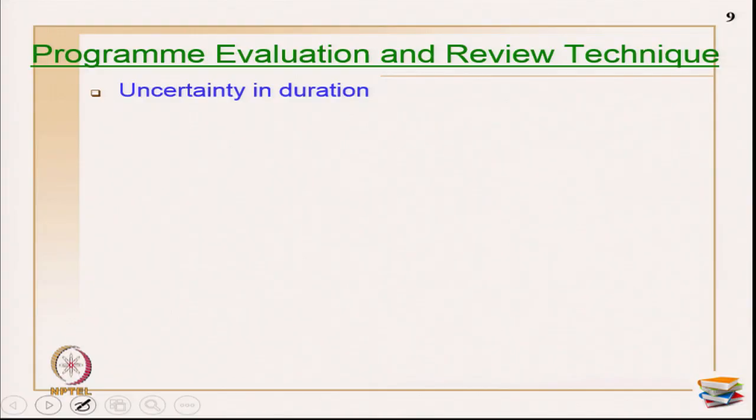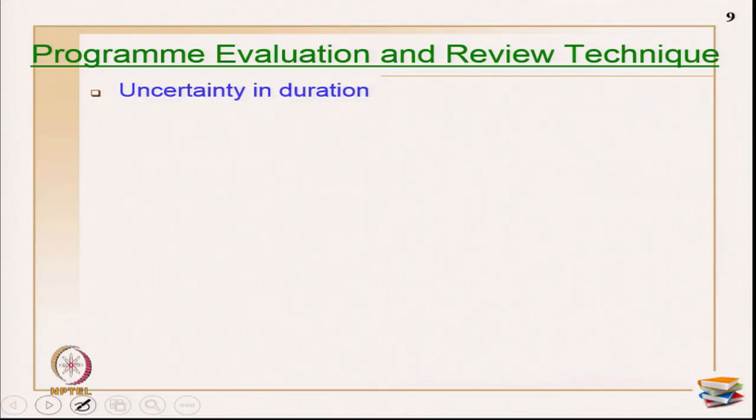Now the next technique, we are just moving on. If you look at the history, first bar charts came into existence, and then network schedules on AOA came first, then AON. After that, a little later, PERT and PDM all came into existence. PERT is the abbreviation for Program Evaluation and Review Technique.